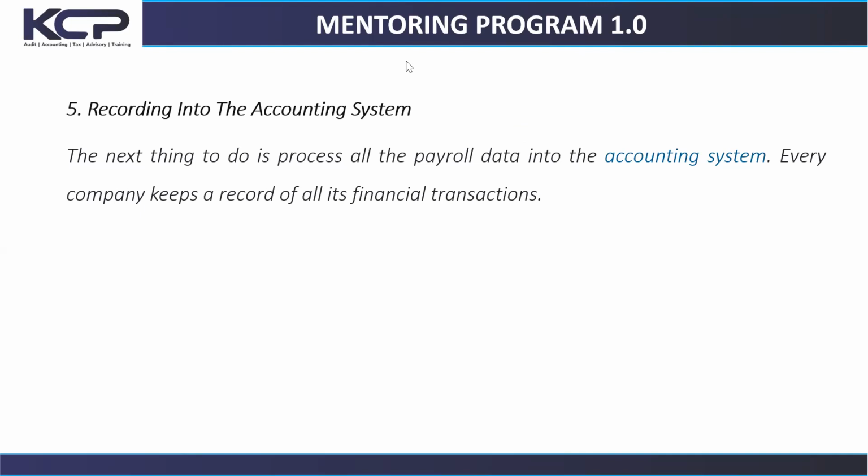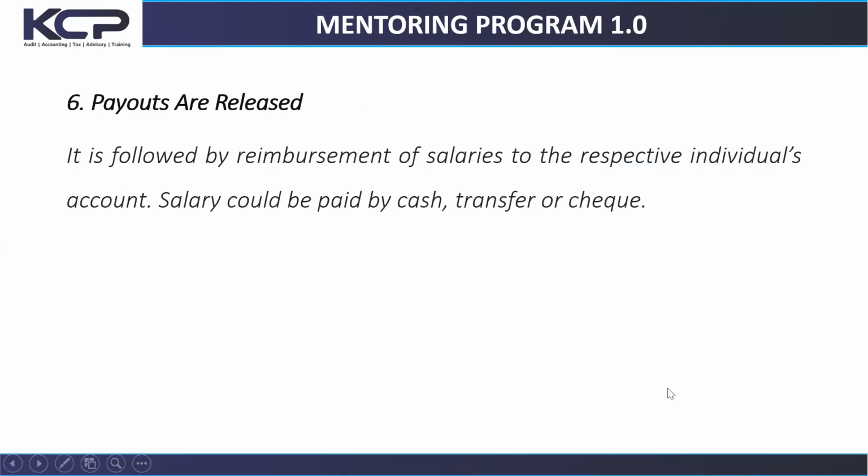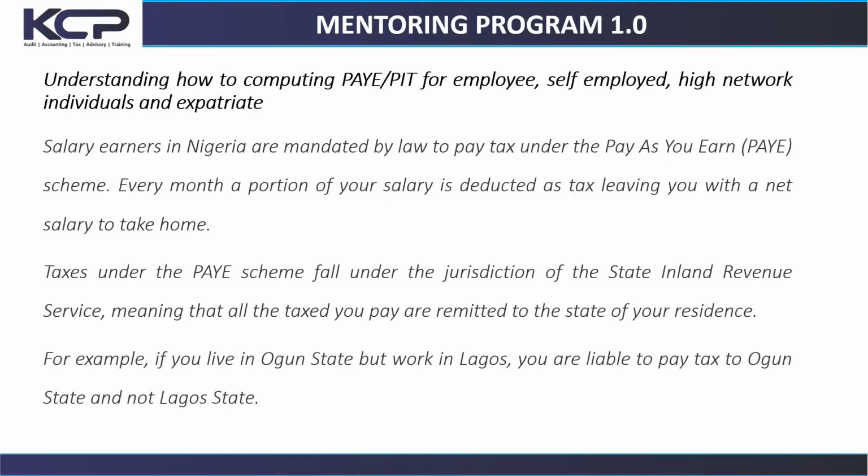So that is on that. I believe that is well understood. So let's take the next one. The next one is payout and release, which is what I've just explained. And that should be done in line with the company's policy and the statutory regulations.